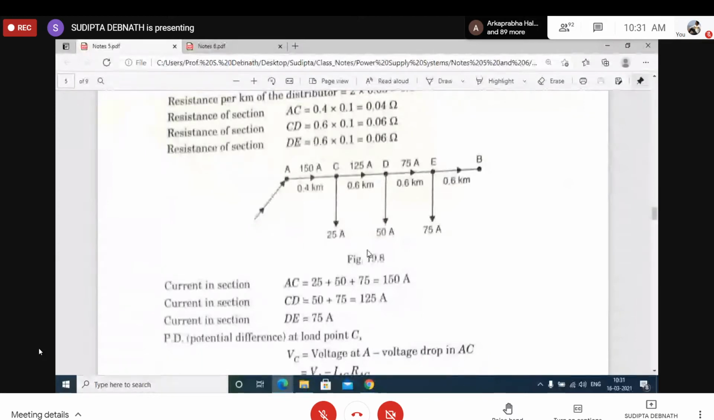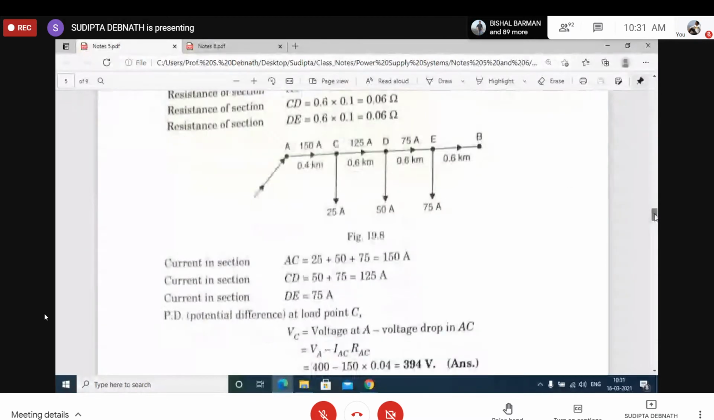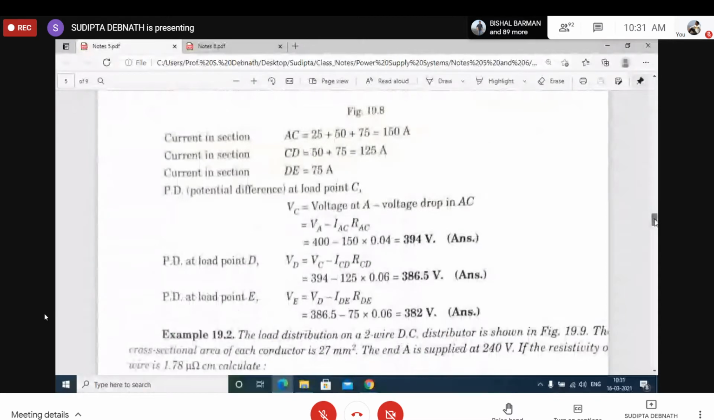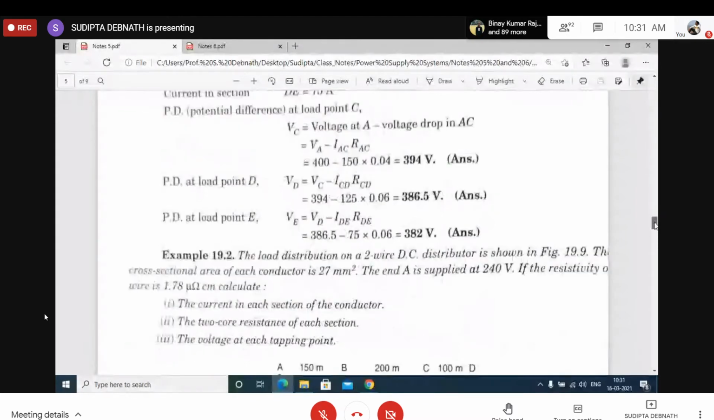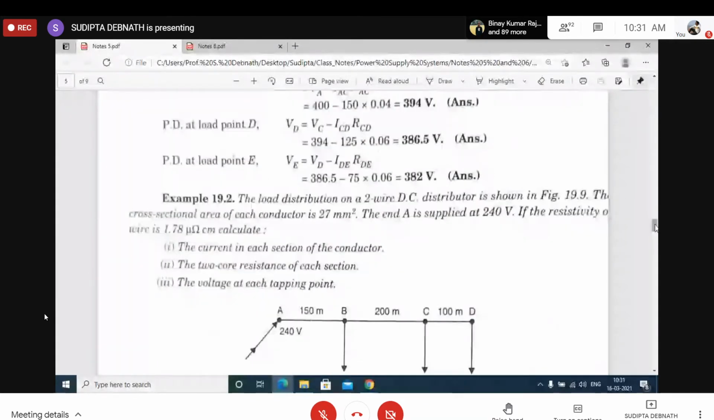Now, is this problem clear? Yes, ma'am. Any question? No question. So you have understood. Actually, whatever you learned in the first year, finding out voltage drop, finding out current, nothing more. Okay. Now we will just have a glance at different problems because this is very easy.